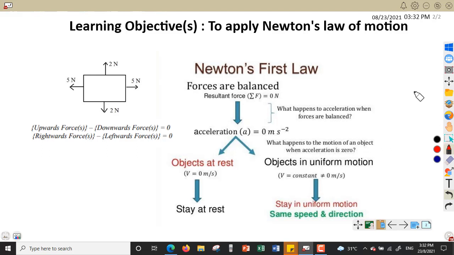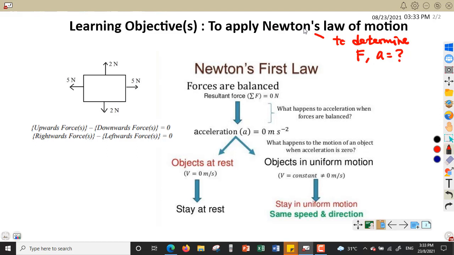We are going to apply Newton's law of motion in order to determine the magnitude and the direction of the forces acting on the object. For example, I would like to know how large is the normal reaction force, how large is the tension force, and if the forces cause acceleration, how large is the acceleration experienced by the object. All this can be determined by applying Newton's law of motion.